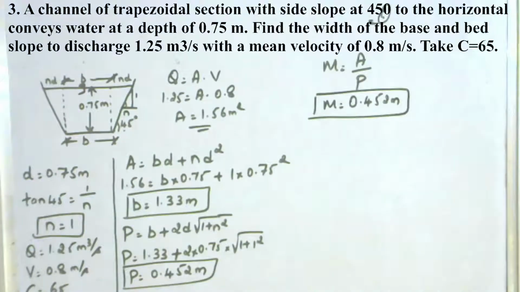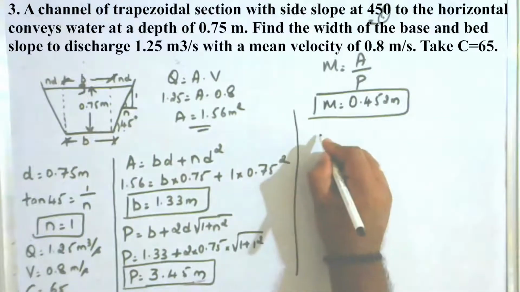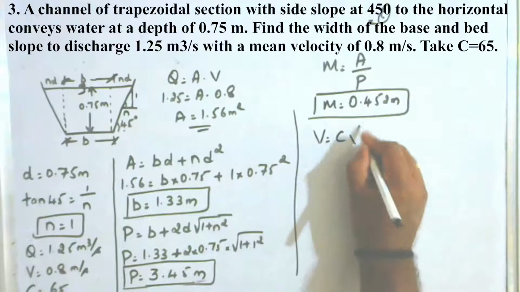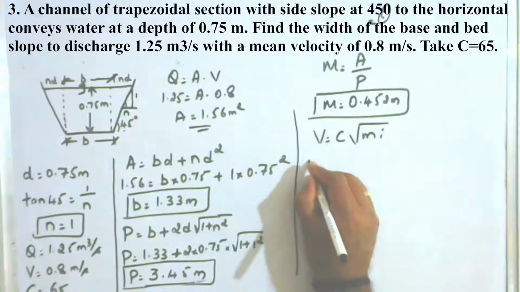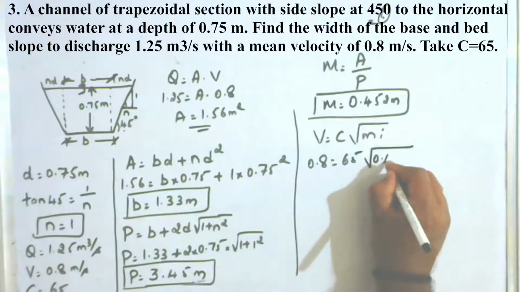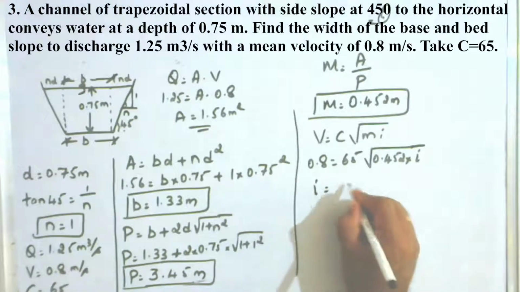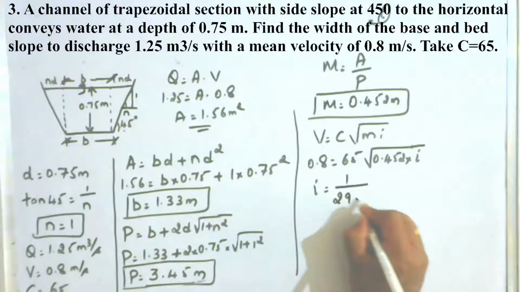Just make a correction here. The value of P is not 0.452. Sorry, it is 3.45 meters. And if you take A as 1.56 and P as 3.45, you get the hydraulic mean depth as 0.452 meters. Now, as usual, you write the velocity V is equal to C root of M into I. You substitute velocity as 0.8, C as 65, square root of M as 0.452 into I. If you simplify for I, this works out to be 1 divided by 2986.